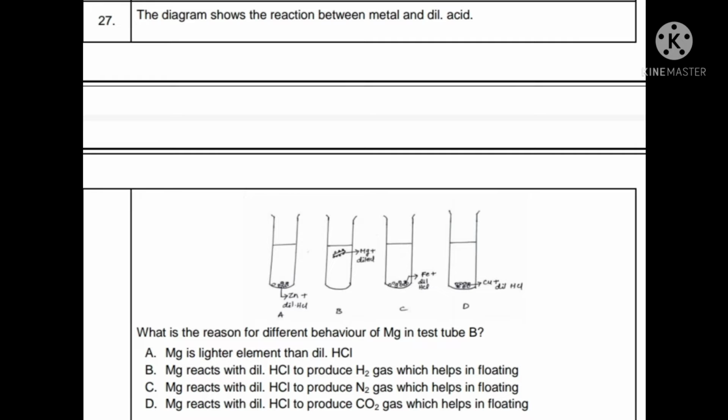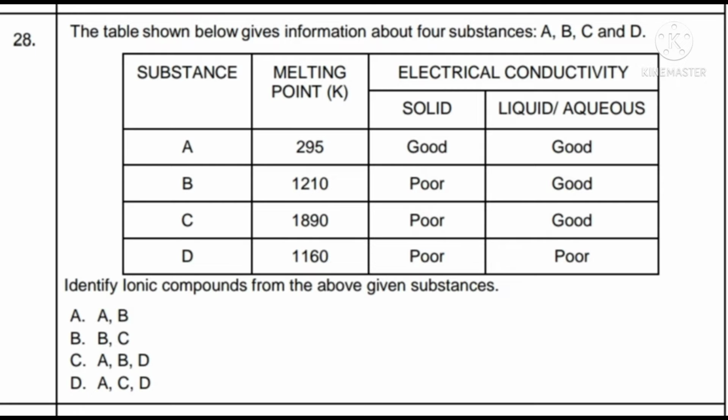Question number 27. The diagram shows the reaction between metal and dilute acid. What is the reason for different behavior of magnesium in test tube B? Here the correct answer is option B. Magnesium reacts with the dilute HCl to produce hydrogen gas which helps in floating. Magnesium on reaction with the dilute HCl produces hydrogen gas, and this hydrogen gas sticks on the magnesium metal and helps it to float.